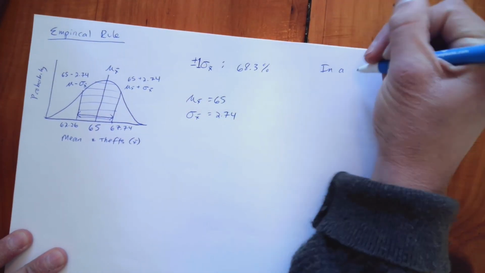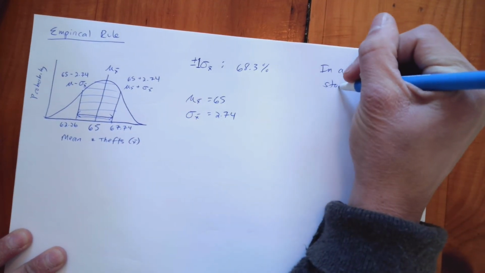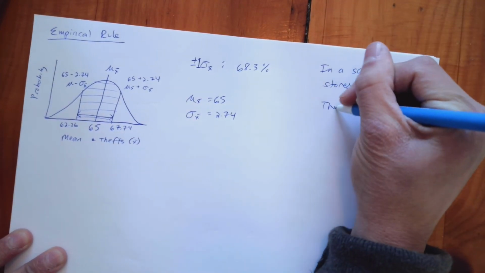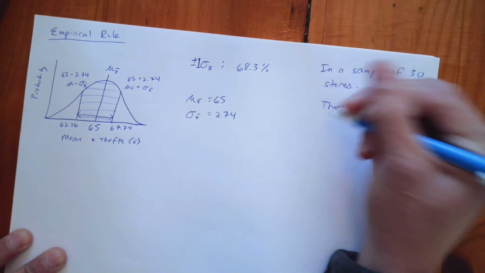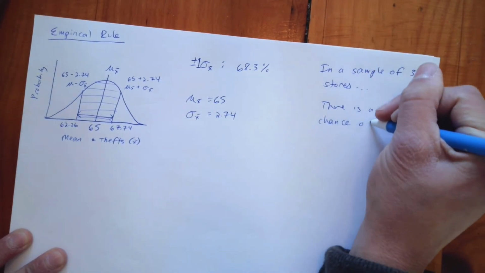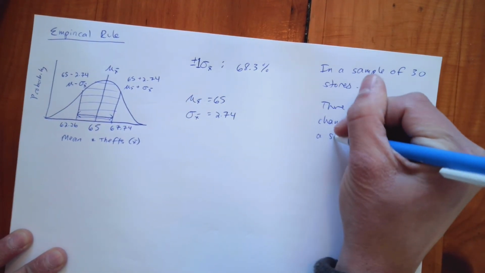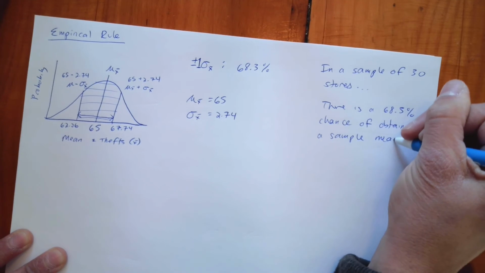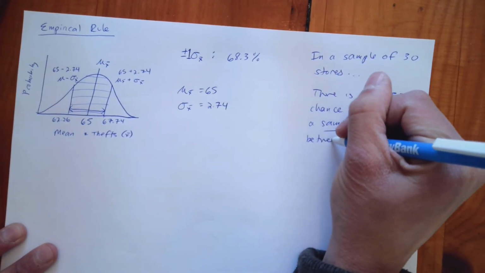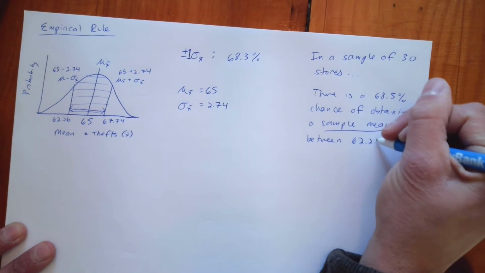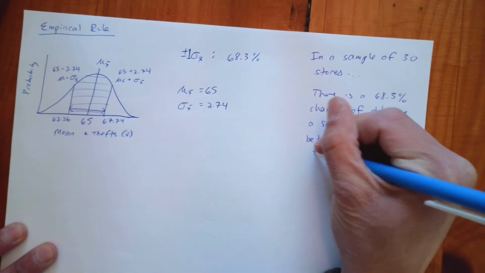So we'll say in a sample of 30 stores, there's a 68.3% chance of obtaining a sample mean. So here the outcome we're talking about is the sample mean between 62.26 and 67.74 thefts.